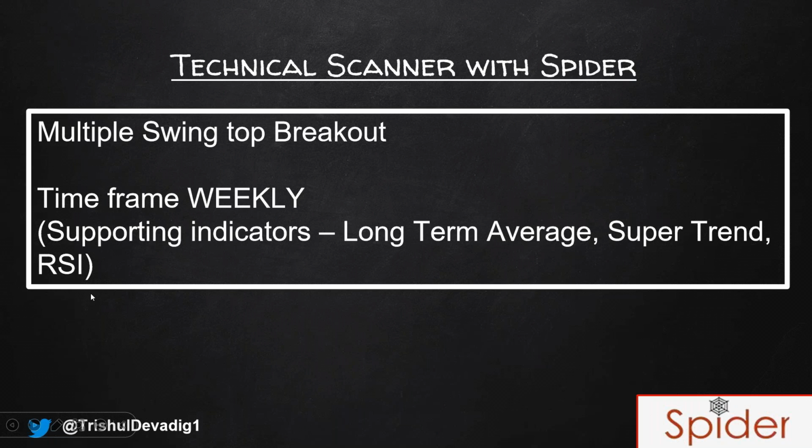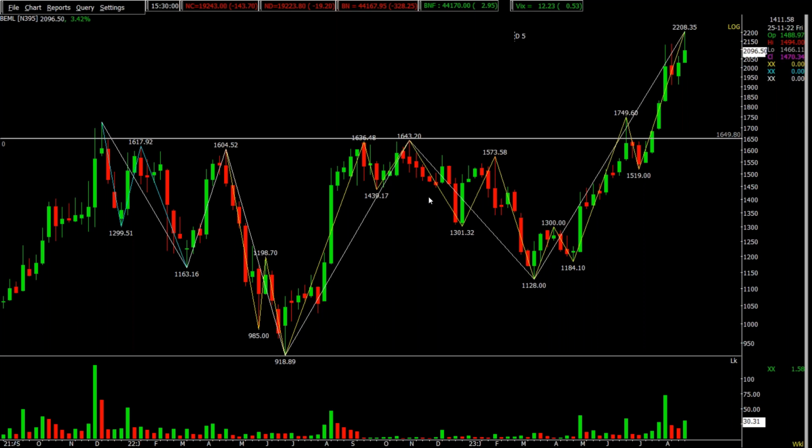Or RSI as well, if it is breaking 60, because we are waiting for the swing top breakout. And at the same time, if RSI is breaking above 60, you could get a good momentum. So these are all the supporting indicators that I have used. I have used one of them, and I have used mainly the price action breakout or swing top. So we'll jump to the software now, and I'll let you know how to find stocks.